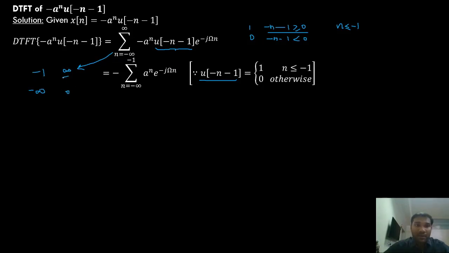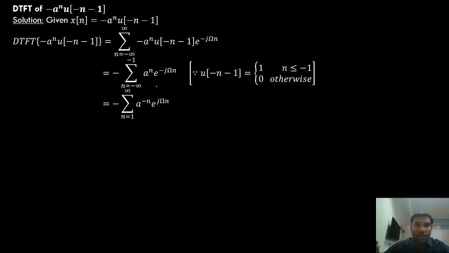The second summation here, 0 to infinity, the value of u of minus n minus 1 is 0, right? So this summation reduces to 0. So what is left? I have summation n from minus infinite to minus 1 and minus a power n u of minus n minus 1 is equals to 1 in this interval, in this range. So 1 into e power minus j omega n. This is what I am left with. So I have to find the DTFT of this.